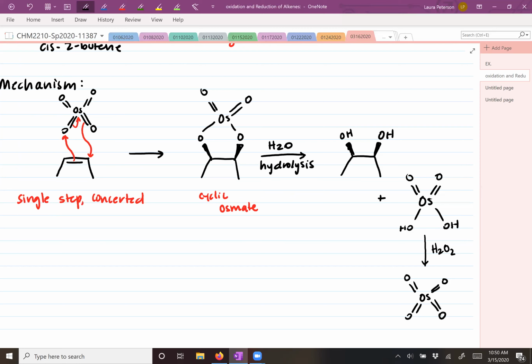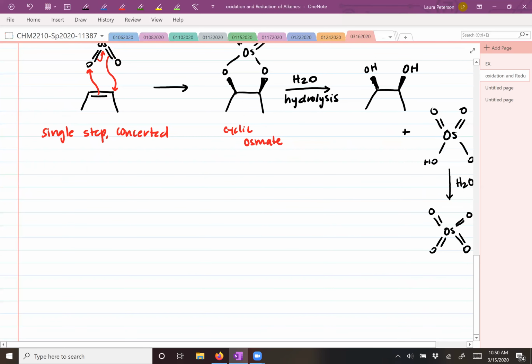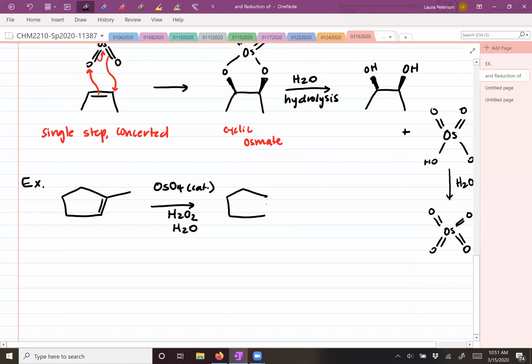Okay, so just to reiterate a few of the key steps, we're forming both new carbon-oxygen bonds at the same time from the same face, so we get a syn diol. Let's go ahead and look at an example or two of this reaction. We'll do one cyclic example, maybe cyclopentene. And again, our conditions are OsO4, we only need a catalytic amount of that, H2O2, H2O. In the products, when we think about our syn diols, we don't have a meso product here.